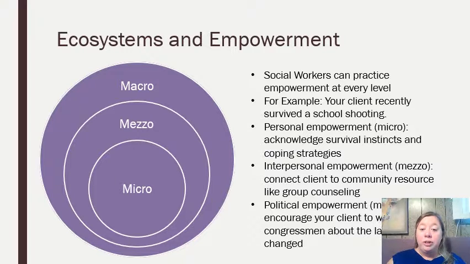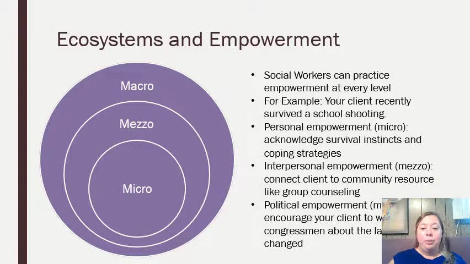At the meso level, you can build interpersonal empowerment by connecting the client to a community resource like group counseling. So for example, in a school shooting, hopefully they're going to be running groups within the school because your client is not the only one grieving, your client is not the only one who experienced trauma, and most likely they're going to be having some group counseling within the school that can help the client build relationships and feel that interpersonal empowerment, build their power by feeling less isolated, less alone, and finding ways to connect to other people.